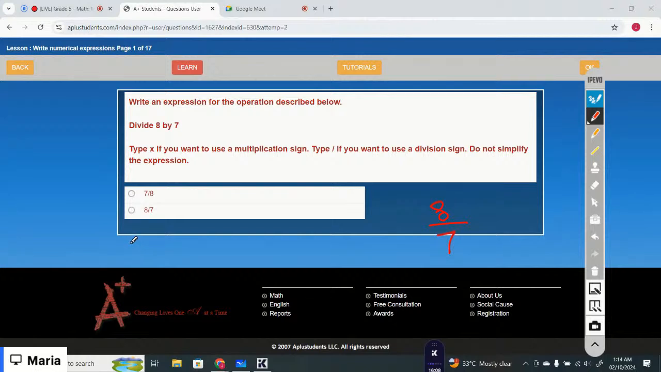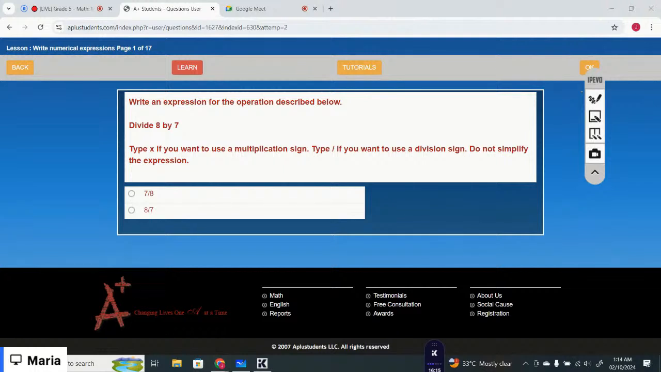That is 8 divided by 7. You can go. Please don't be here. We are in grade 5. Don't do silly things. You want to go, you can go. That is 8 by 7.